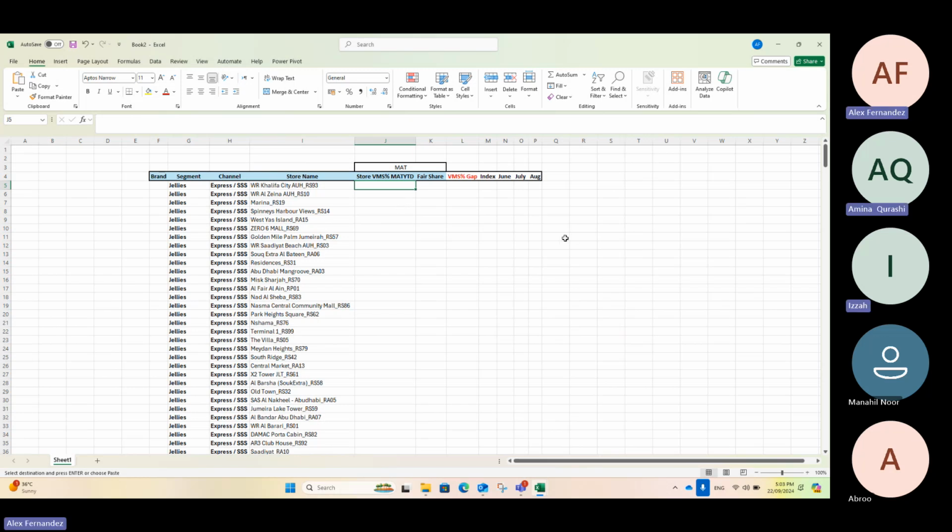First of all, we have to make the channel and store name. What do you do? Concat, we have to make more. Concatenate: segment, channel, and store name.